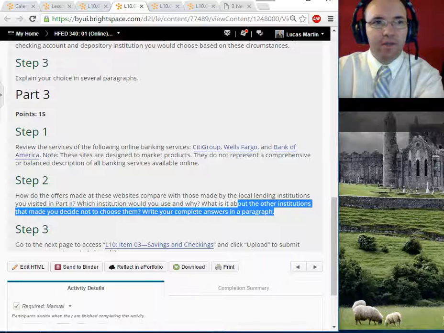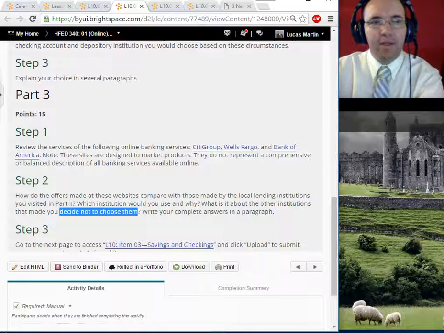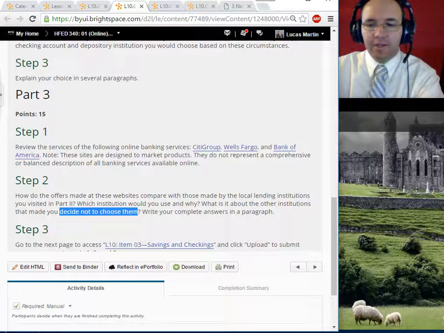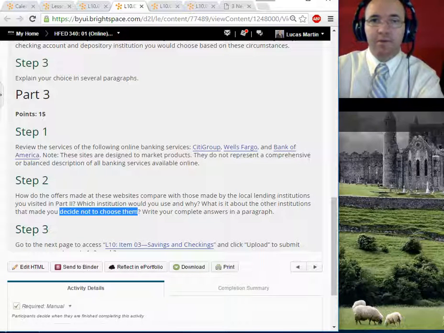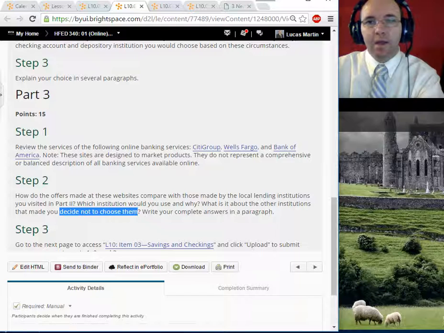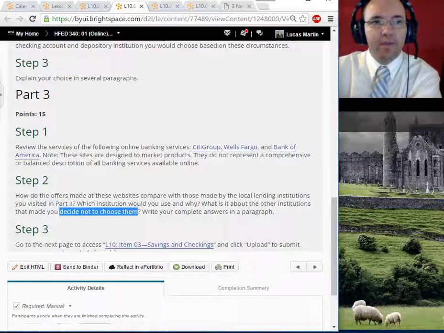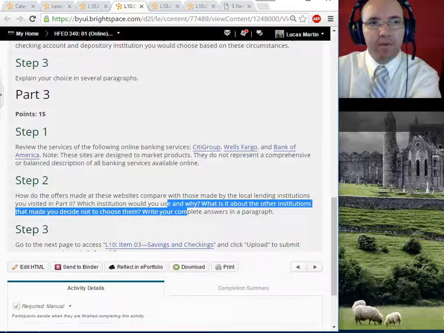So if you say I didn't choose them because I didn't like their product, that doesn't tell me anything. You can say that I didn't choose them because this bank, and you would be specific, Zions Bank or whatever, Chase, had a higher fee for this, or did not offer overdraft protection, or whatever it is that influenced your decision on that section. And you would write those answers out.